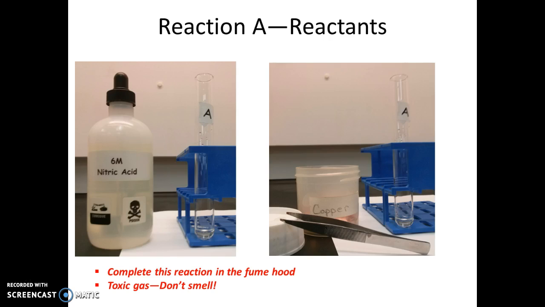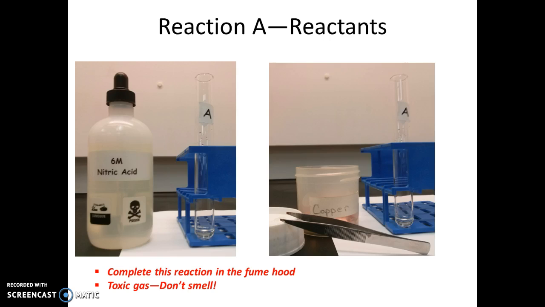The procedure talks about using 1 milliliter of the nitric acid. And the nitric acid, you don't need to measure it out precisely. You could just use 1 squeeze on the dropper on the top of the bottle in the fume hood. You just need enough nitric acid to completely submerge the copper metal.